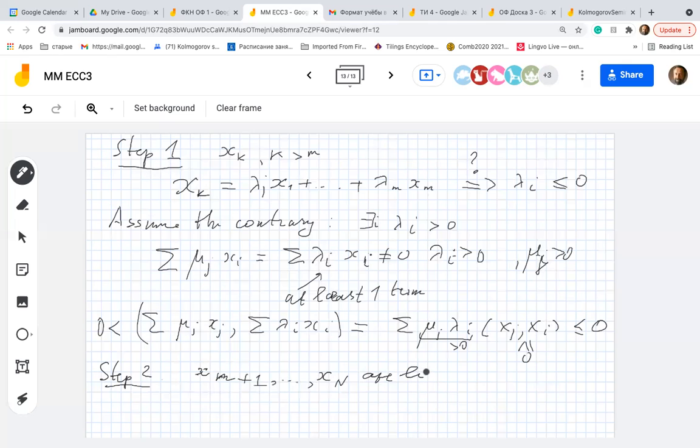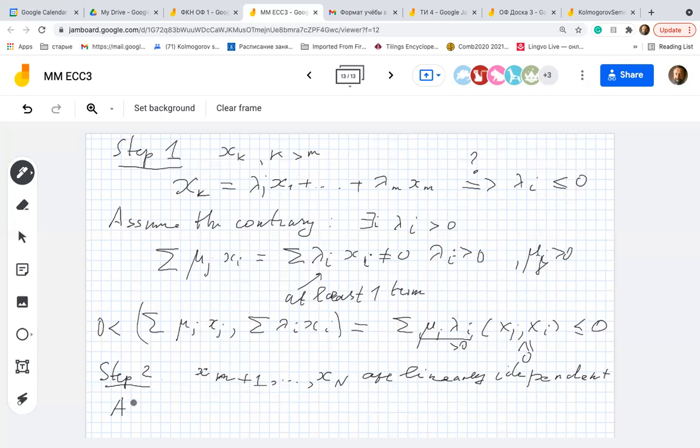So we want to prove that they are linearly independent. And why is it enough? It's because all of them can be expressed through our basis, through our system of m vectors, and hence the number of these vectors is at most n. So on step 2, we prove this.